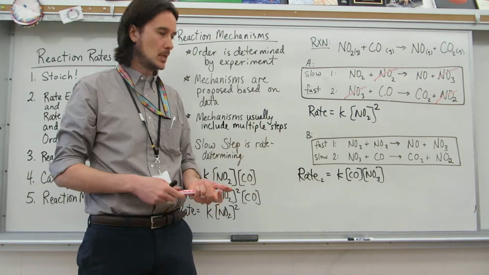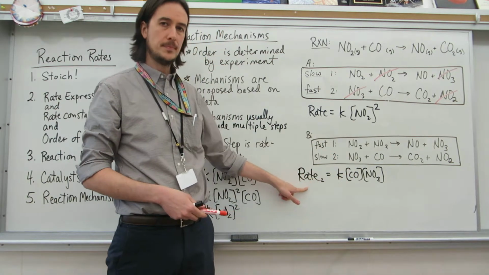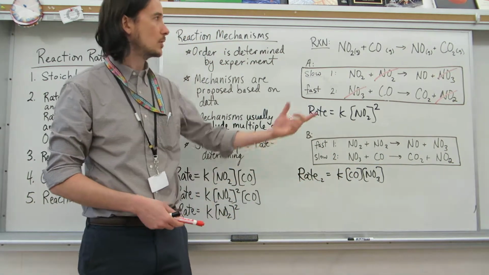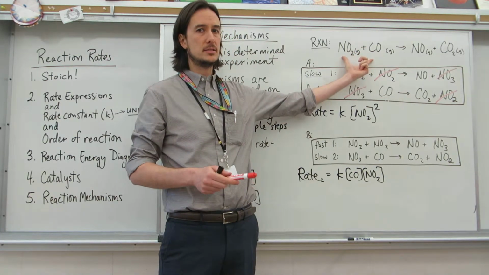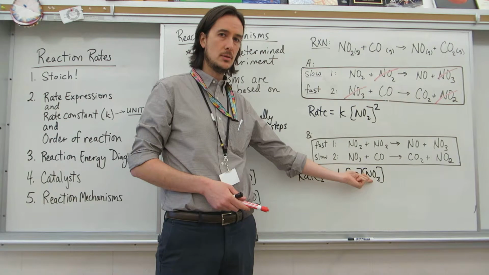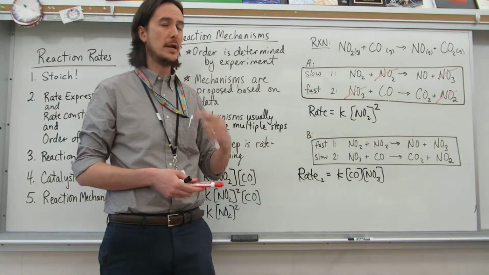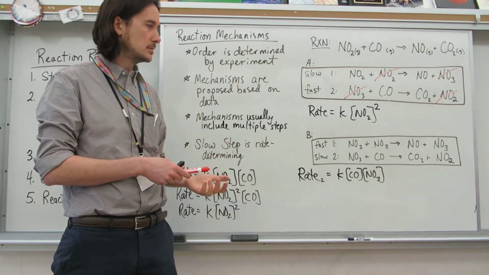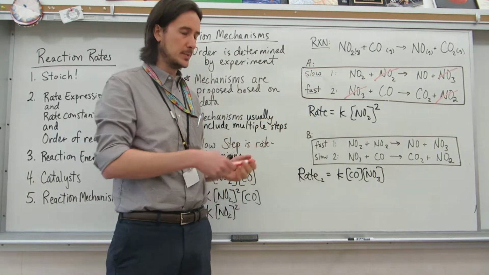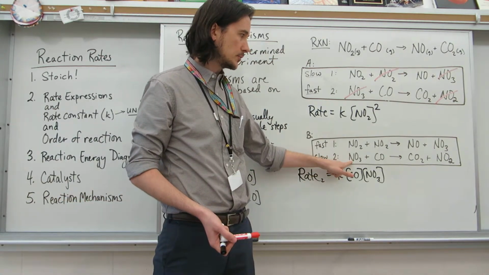There's a problem, though. You can't write an intermediate in a rate law, because when you go into the lab and you do an experiment, you can't increase the concentration of an intermediate. You can increase the concentration of a reactant. So your rate laws have to include only reactants, occasionally products if it inhibits a reaction. So let's look at where this NO3 comes from.